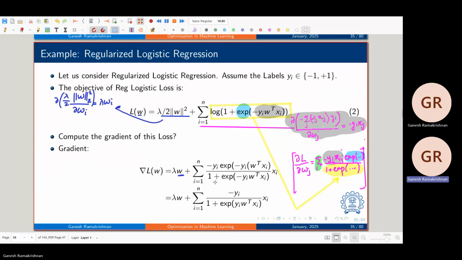No, there's a slight difference, right? Earlier there was a negative here: EXP of minus yi W transpose xi. Here, in my final expression, I've just said there's another way of writing it, and the negative sign has disappeared. Basically what I've done is multiply the numerator and denominator by EXP of yi into W transpose xi.